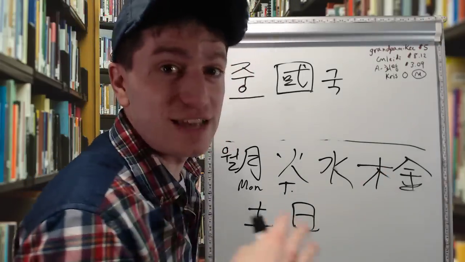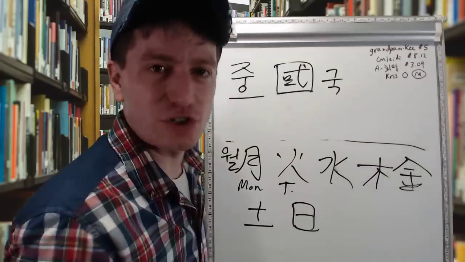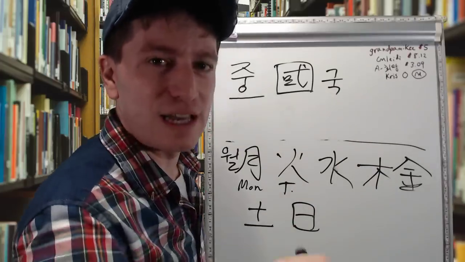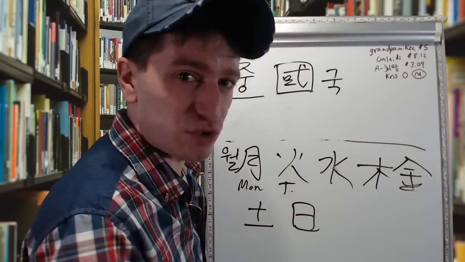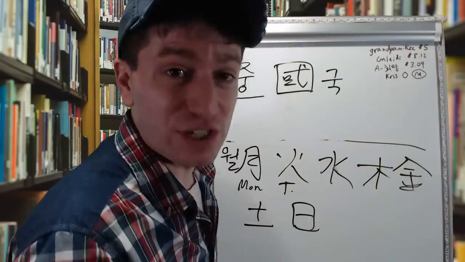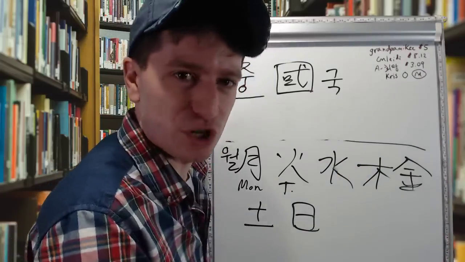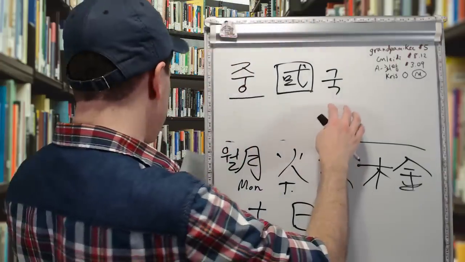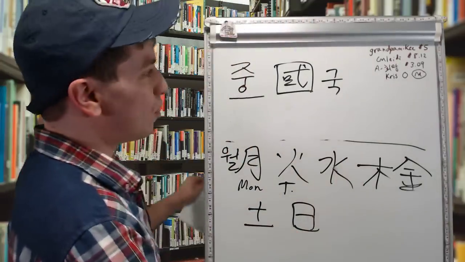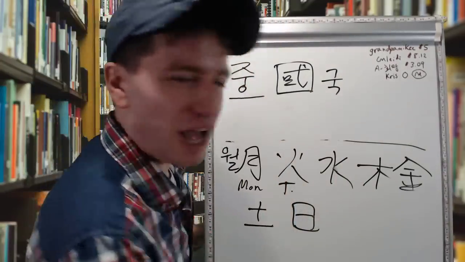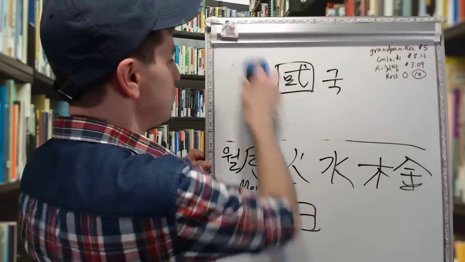A lot of countries will end in kuk because kuk means a country by itself. So that's why you get 중국, 미국, 한국, but not every country. You also get 일본, Japan, or 독일, Germany, like that. But a lot of countries' names end in kuk. I would recommend knowing this first character for a lot of the major countries. So I'll give you a few examples.